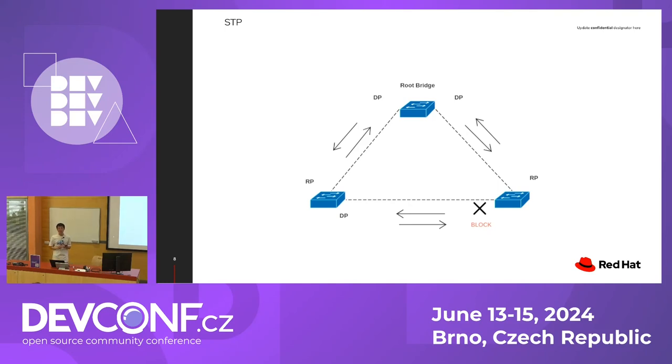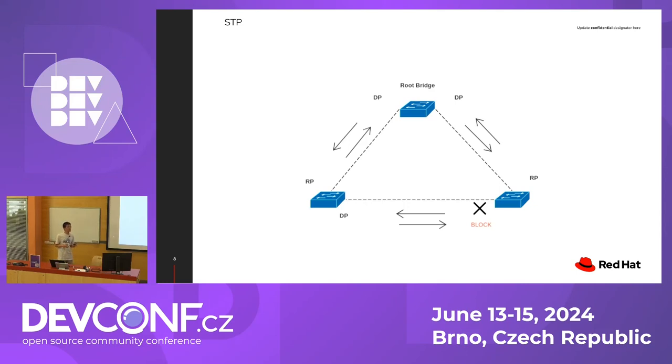STP is the Spanning Tree Protocol. After enabling STP, the bridges will send Bridge Protocol Data Units, called BPDUs. They will elect a root bridge and then block an interface, for example here. With this, the network will be loopless, and there will be no network storm. So STP is a critical feature to prevent loops.